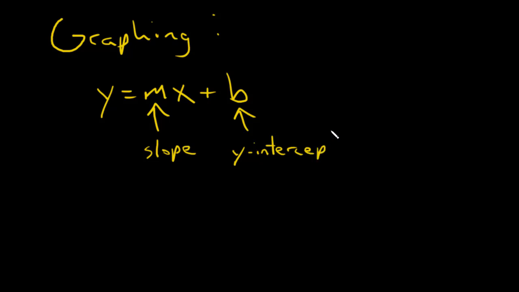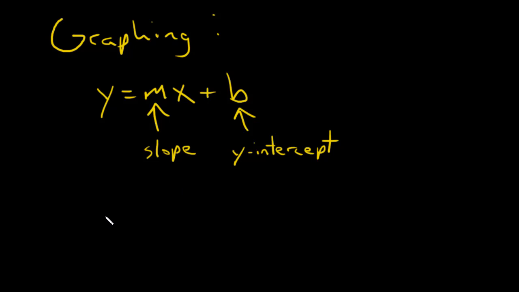And the reason we call both of these things that is because m tells you how steep or shallow the graph goes up or down. This is a straight line graph. And then b tells you where the straight line hits the y-axis.